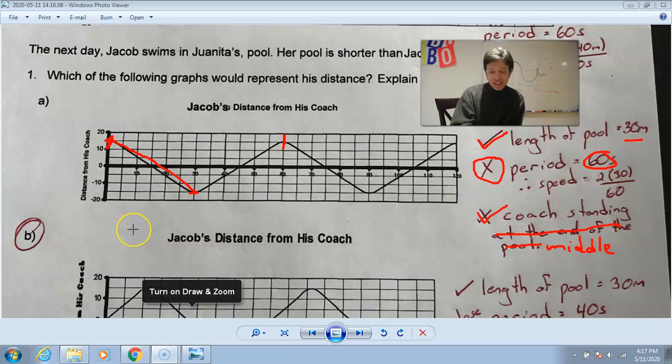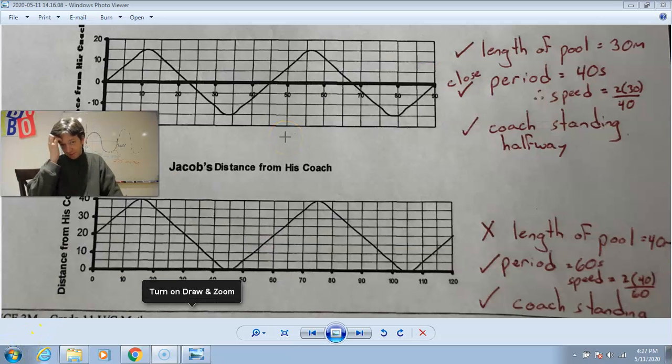Let's analyze the next one as well, B. And I need to drag the mouse, move the page down, hold on. Okay, so for the next two, I've scrolled down. For the next two, it looks like this one starts at 0, goes up to 15, and then comes back down to minus 15. So the length of the pool is from plus 15 to minus 15, and so 30 meters, so that is check, it's a smaller pool.